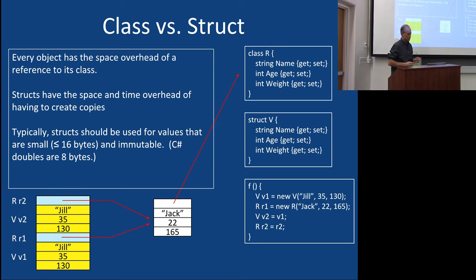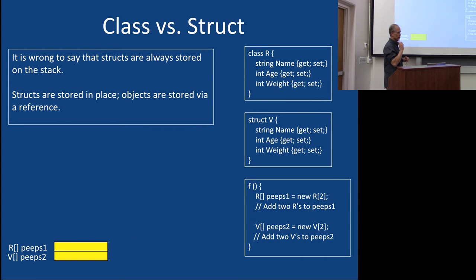Okay, so this just summarizes what I said. Now, I want to make one more point, and then we'll take a break. A lot of students come away and what they'll say is that, I understand, structs are always stored on the stack. And that's not right. Structs are always stored in place. Now what's the distinction between storing in place versus stored on the stack?